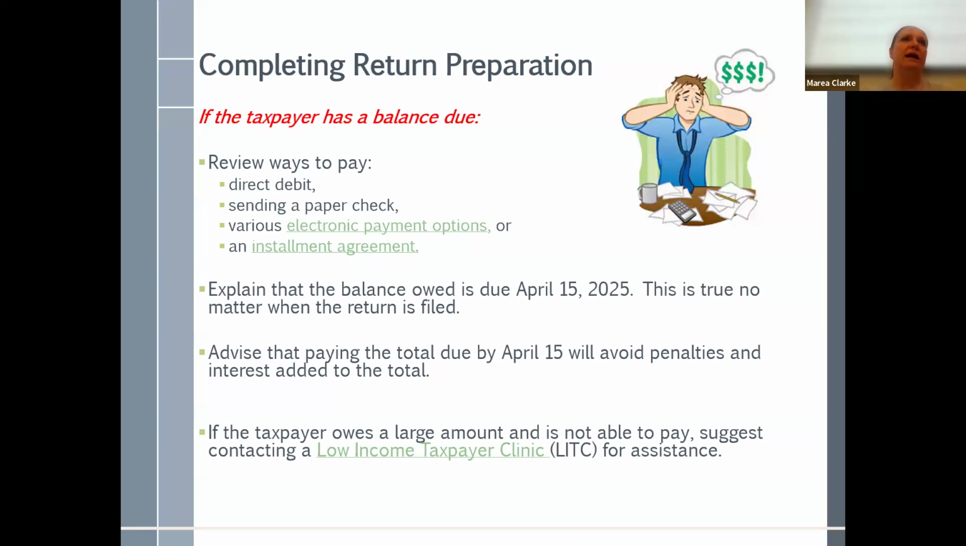When you file, your return is due on the 15th of April. You can get an extension. Actually, I'm going to skip that. If they owe a large amount of money, like a large amount, and they can't pay, we can refer people to a low-income tax clinic to get help with trying to negotiate with the IRS for the amount of money that they owe.